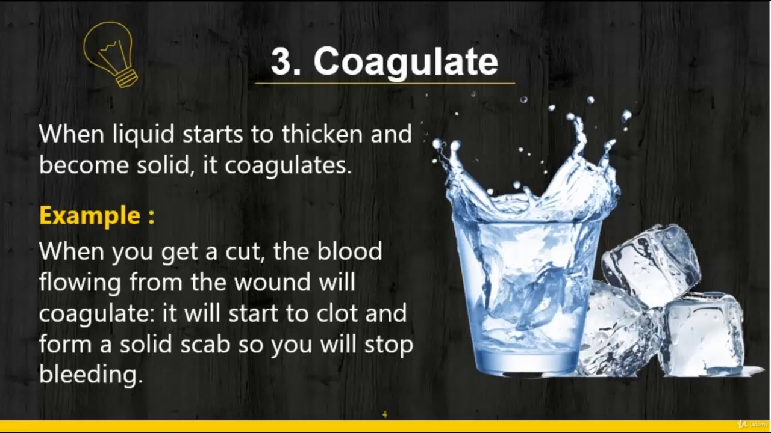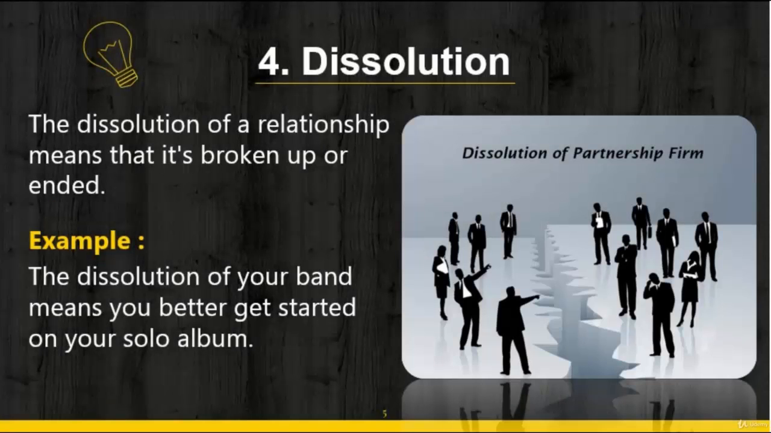Coagulate. Now, when a liquid starts to thicken and becomes solid, it coagulates. So, if you keep something mixed with water, after some time it becomes a thick mixture. This is called coagulation. So when you get a cut, the blood flowing from the wound will coagulate. It will start to clot and form a solid scab, so you will stop bleeding.